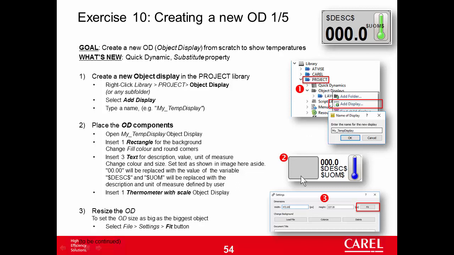So there will be a rectangle in the background with round corners, colored gray, or what you prefer, and then a text where we will show the temperature, and a text where we will show the description, and another one for the unit of measure. And then we will place the thermometer that we used in the first exercise.